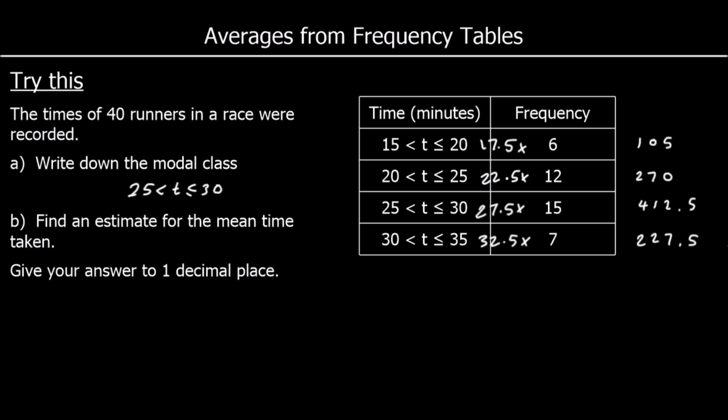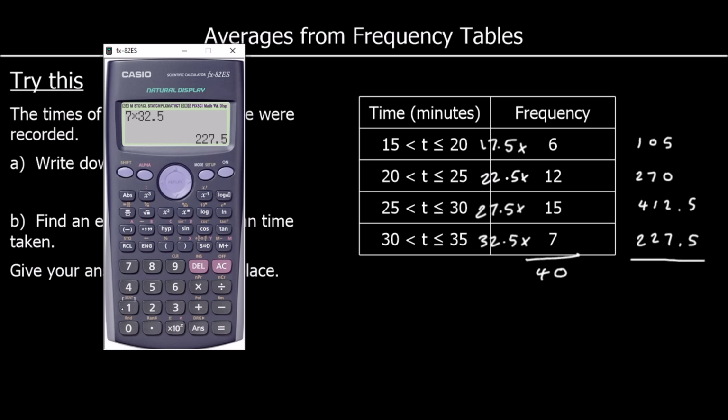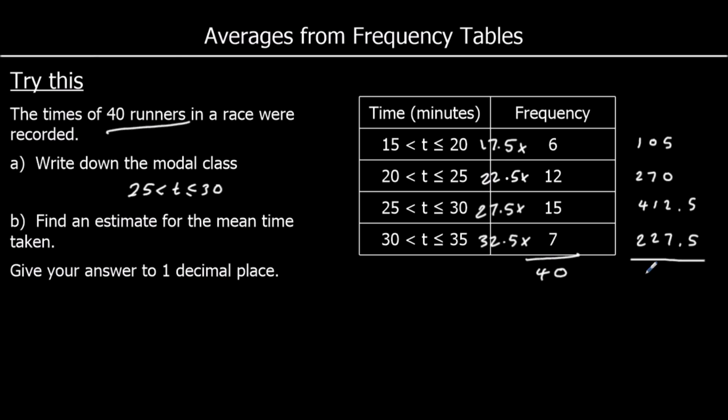So the total time taken, the total number of minutes taken, is going to be all of these added up, and we're going to divide that by the total frequency, which is 40. We're told that in the question, or we can add 6 plus 12 plus 15 plus 7. So there were 40 runners in total, and we need to add up their total time, or our estimate for their total time. Which is 1015 minutes.